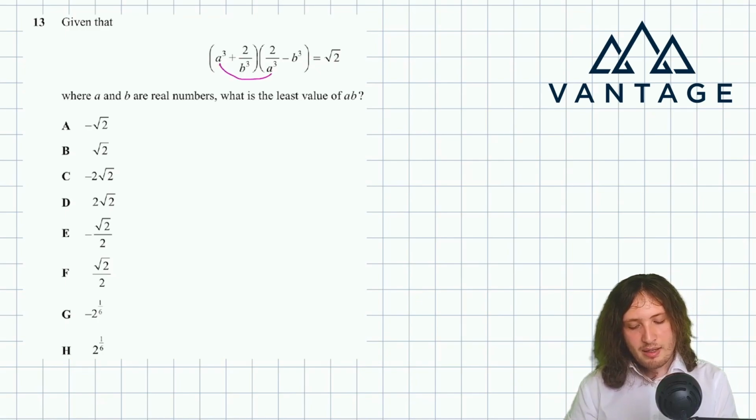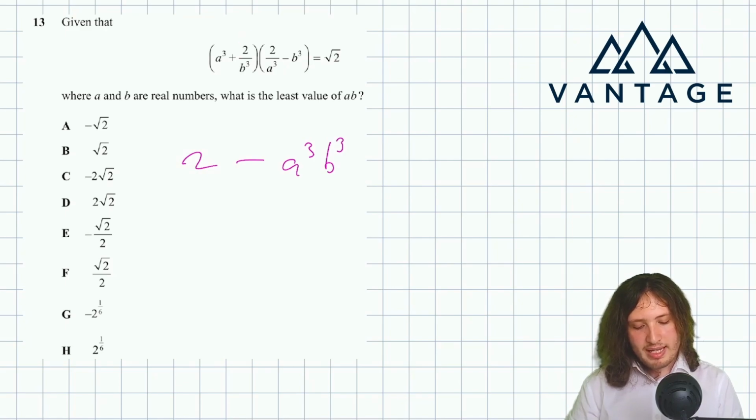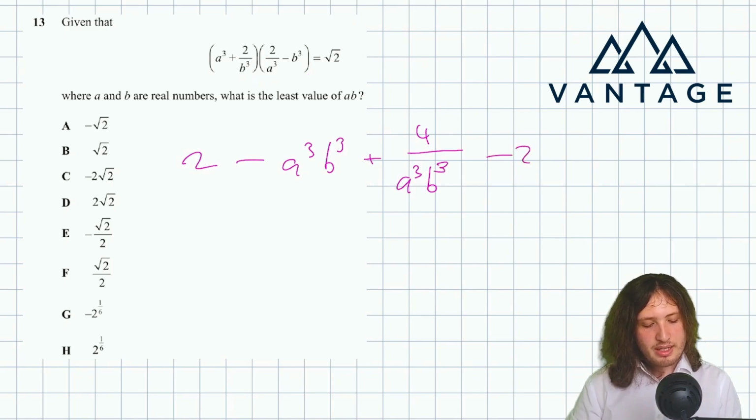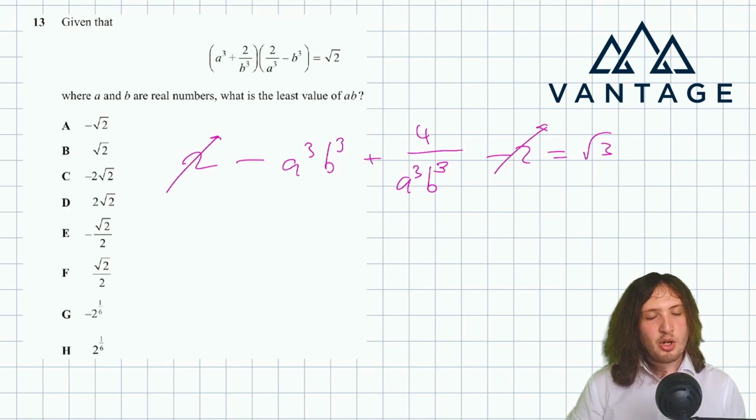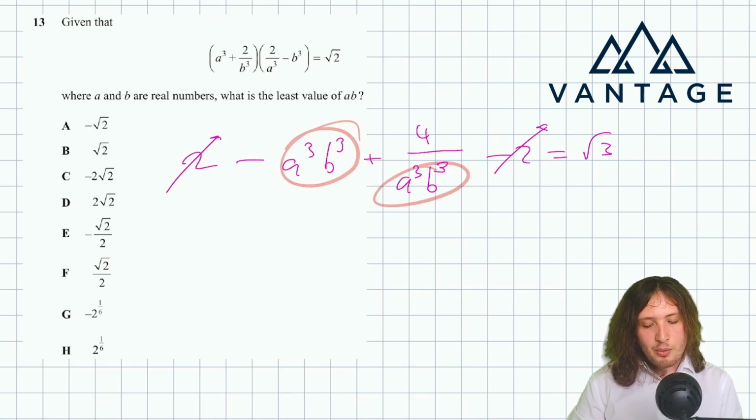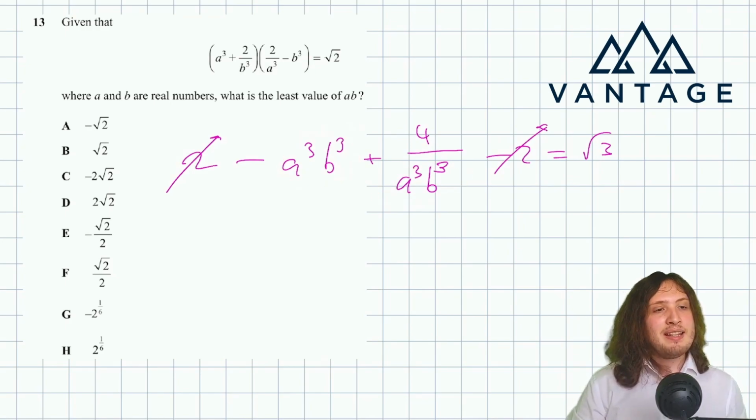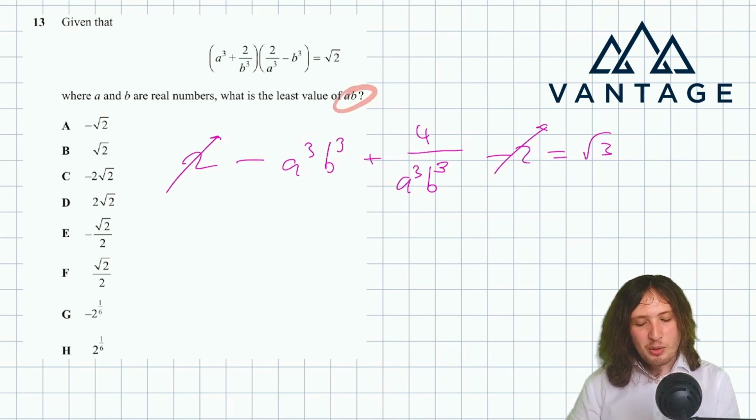So I'm going to get, well, this term's going to give me a 2. And then I get this, which is minus a cubed b cubed. And then I get plus 4 over a cubed b cubed. And then I get minus 2. Now, actually, that's quite good for two reasons. Firstly, notice that the constants have vanished. Secondly, notice that a and b are only appearing in this thing in the combination a cubed b cubed. Well, that's just ab all cubed.